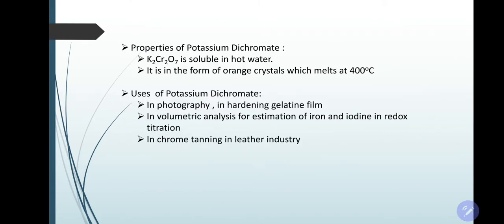So what are the properties of potassium dichromate? K2Cr2O7 is soluble in hot water. It is in the form of orange crystal which melts at 400 degrees Celsius. What is the use of potassium dichromate? It is used in photography, in hardening gelatin films, in volumetric analysis for estimation of iron, iodine in redox titration, and in chrome tanning in leather industries. Clear?